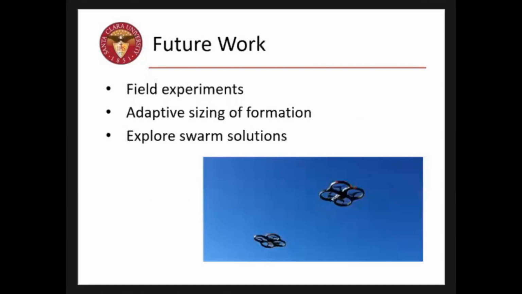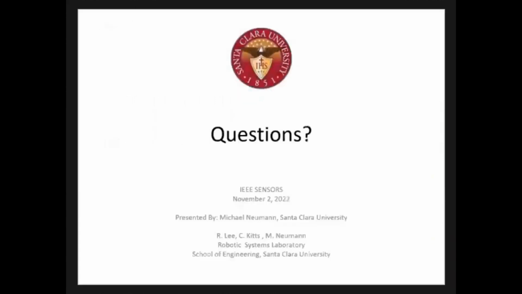Going forward, we hope to perform experiments of our 3D adaptive navigation techniques, starting with extrema seeking with a formation of 4 quadcopters. We're also exploring ways to adaptively size formations during flight instead of using predefined formation sizes, which will help our distributed sensor network filter out noise. Finally, another graduate student is exploring swarm solutions to perform similar scalar field adaptive navigation tasks.